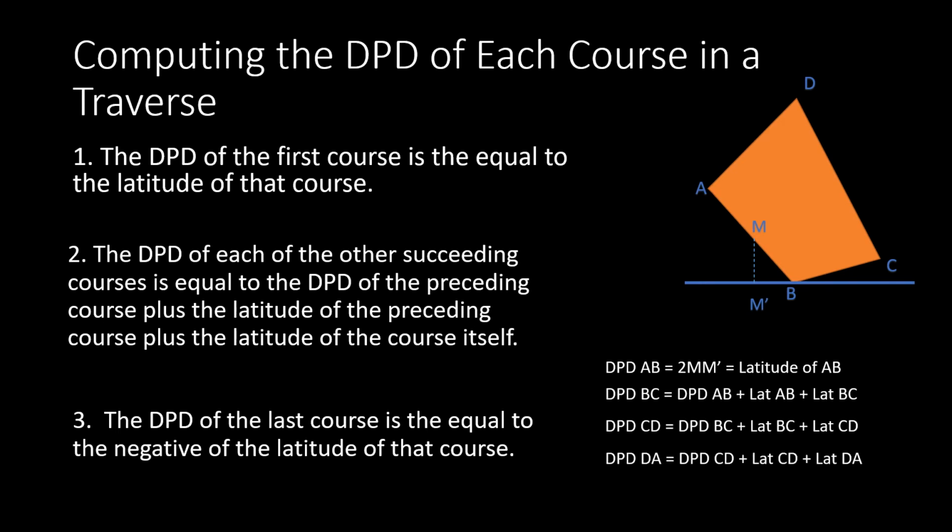And finally, the DPD of the last line DA is equal to the double parallel distance of the preceding line CD plus the latitude of CD and the latitude of DA. And according to our third rule, the DPD of the last course is equal to the negative of the latitude of that course. So in other words, if our calculations are such that the computed DPD of the last line DA is equal to the negative of the latitude of DA, then we have the correct set of values for the DPDs of the courses comprising our traverse. And we can proceed in calculating the double areas as well as the area of the entire tract of land.